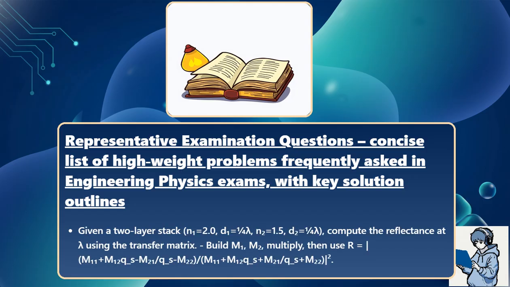Given a 2-layer stack with n sub 1 equals 2.0, d sub 1 equals 1/4 lambda, n sub 2 equals 1.5, d sub 2 equals 1/4 lambda, compute the reflectance at lambda using the transfer matrix. Build matrix 1, matrix 2, multiply them. Then use reflectance equals absolute value of (M11 plus M12 q sub s minus M21 divided by q sub s minus M22) divided by (M11 plus M12 q sub s plus M21 divided by q sub s plus M22), all squared.